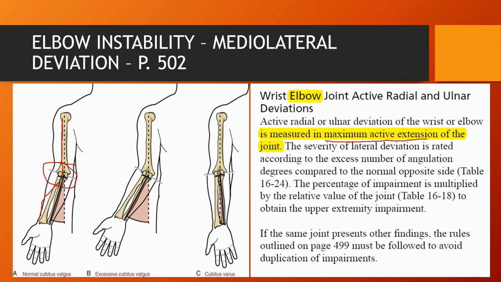So this would be an example of great angulation. This would be an example of a modest angulation. Both of these being valgus angulations. This would be an example of a varus angulation. So it's important to get the examinee's normal Q or carrying angle in order to measure the excess angulation.